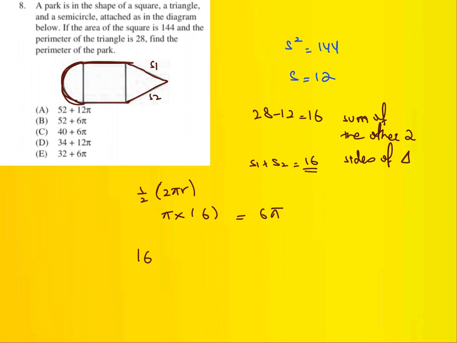So from the triangle we have 16, from the square we have two sides of 12 each, and from the semicircle we have 6 pi. This is the total perimeter of the park, which is 16 plus 24, that's 40 plus 6 pi units, and that is option C.